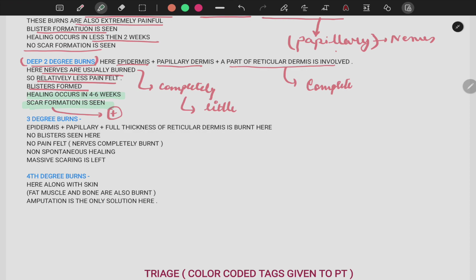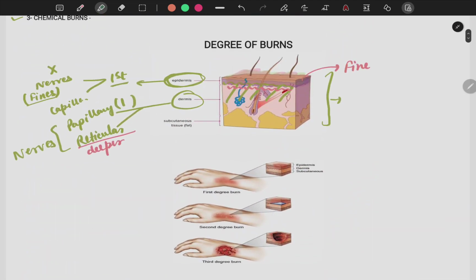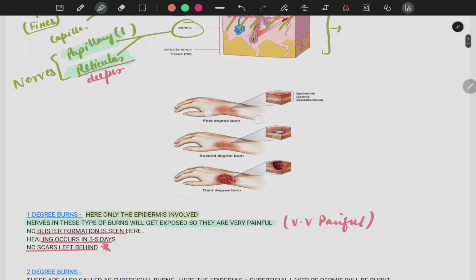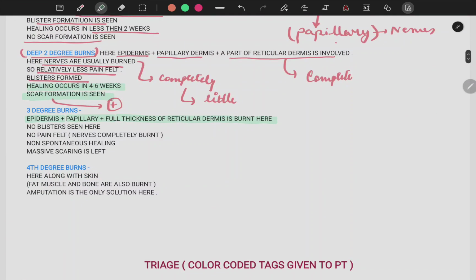Now third degree burns, on the severity, I hope you all can understand this is very, very severe. Here the full epidermis, the full papillary, and the full thickness of reticular dermis is going to be burned. So now you can imagine that all the three layers, your epidermis, your papillary dermis, and the reticular dermis, everything is burned here. Now as everything is burned, there would be no blister formation seen, no pain will be felt, because here the nerves are completely 100% burned. Non-spontaneous healing will be there, and a massive scarring will be left.